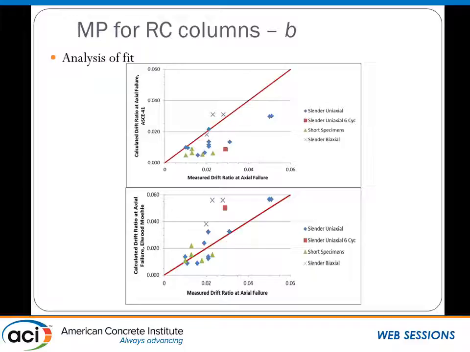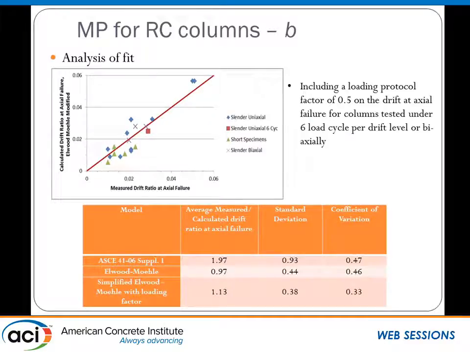As we cycle a column more and more, it'll accumulate damage and get a smaller deformation capacity. So if we apply a factor of 0.5 to the model drift at axial collapse to those columns that were loaded at 6 loading cycles or biaxially, we find that the data actually fits really, really well. Now let's look at this. This is a subset from a project that my co-author Adolfo Matamoros worked on.